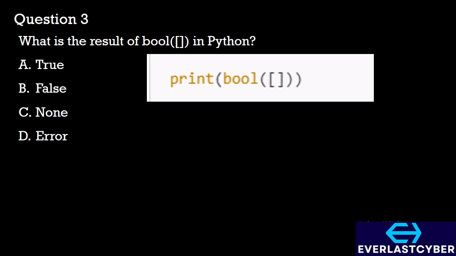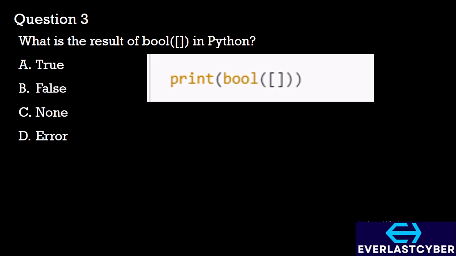Question 3. What is the result of bool of empty square brackets in Python? A. True. B. False. C. None. D. Error. An empty list, as we see in the screenshot, is considered falsy in Python. This means that it evaluates to false when converted to a boolean. Falsy values in Python include None, 0, empty lists, empty dictionaries, and empty sets.